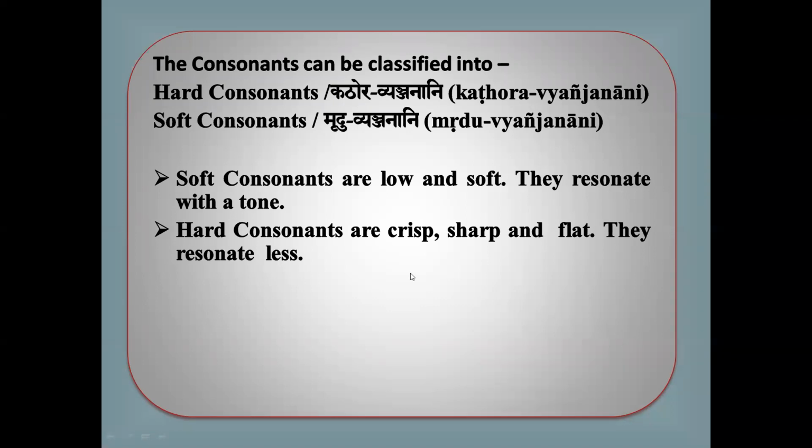Now, what are soft consonants? Soft consonants resonate with the tone. That is the important thing. When you utter the soft consonants, there is vibration. You will feel the vibration in the throat. Whereas hard consonants are very flat. They are very sharp. And there will not be vibration in the throat. That's why you resonate less.